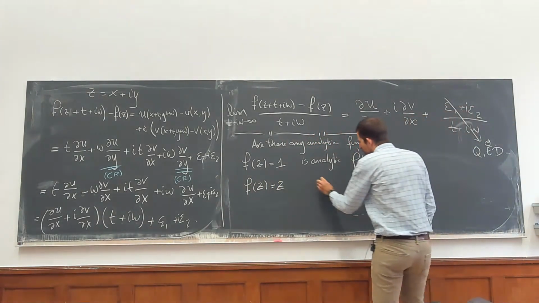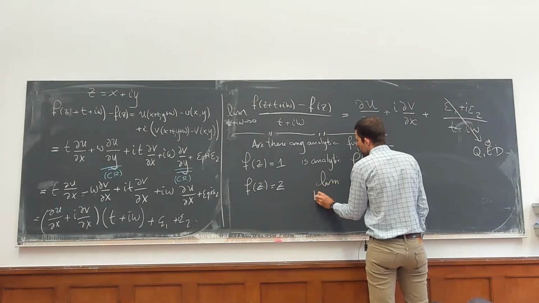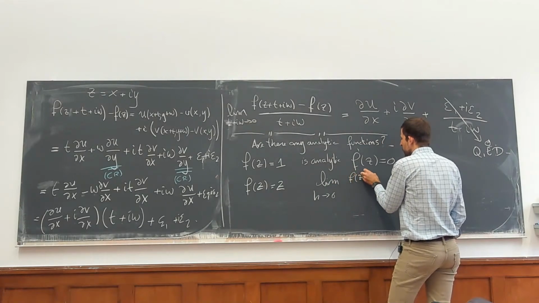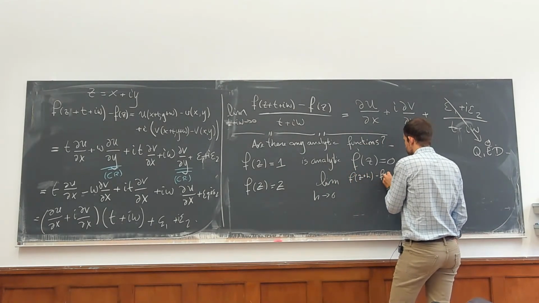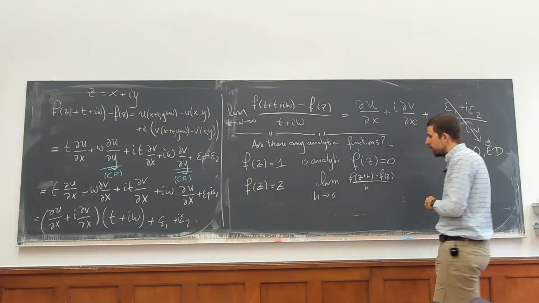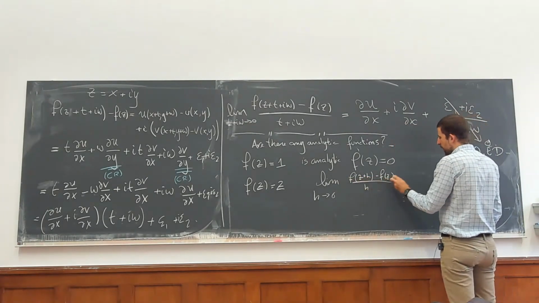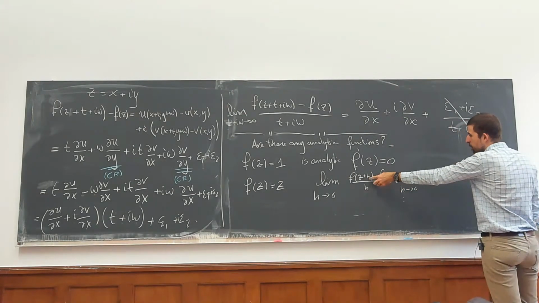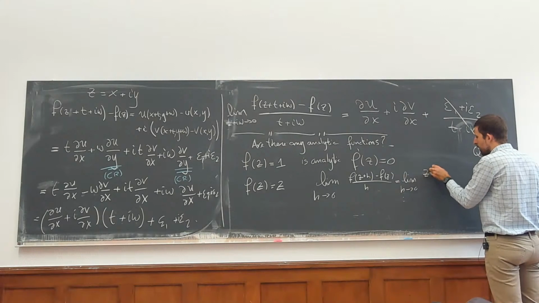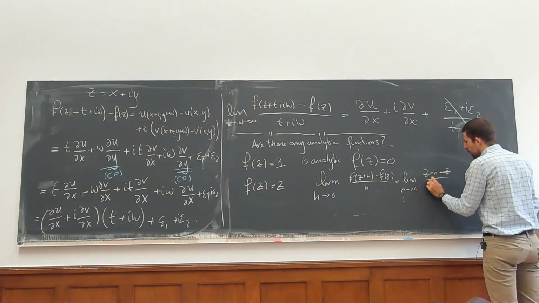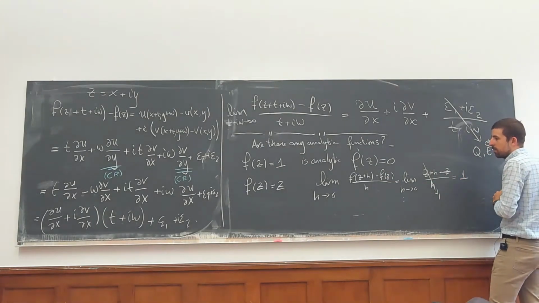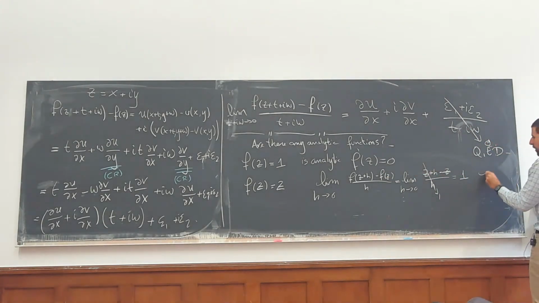Let's just work that out. If I do the limit of h going to 0 of f of z plus h minus f of z over h, what do I get? I get the limit of h going to 0 of z plus h minus z over h, but this is just 1. So this is equal to 1. That's also an analytic function, and the derivative is just 1.